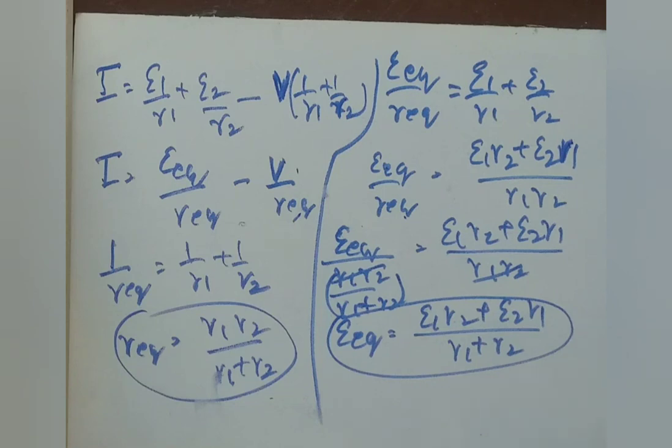This is how we derive the expression for equivalent EMF and equivalent internal resistance in case of series and parallel combination. Here I conclude this session, and in the next session we start learning the Kirchhoff's laws for electrical network.